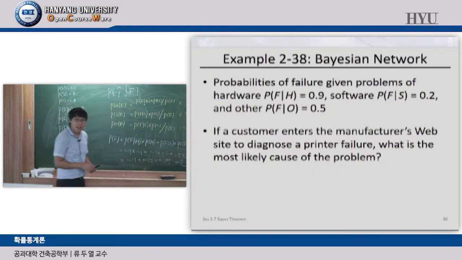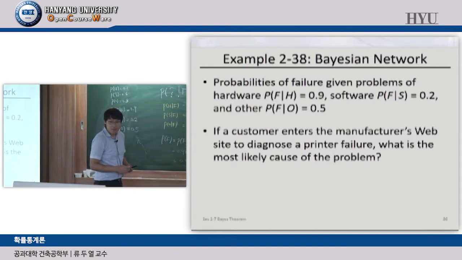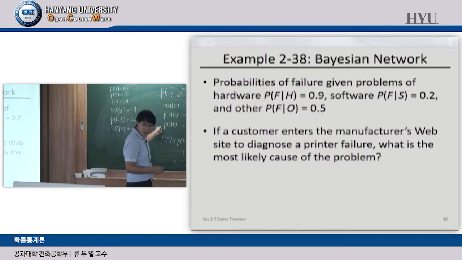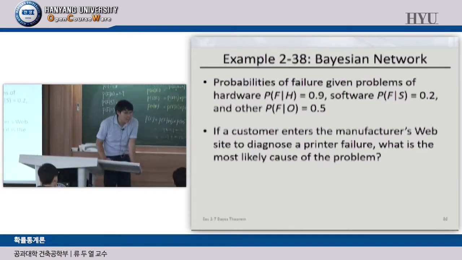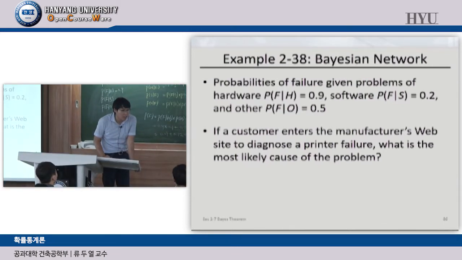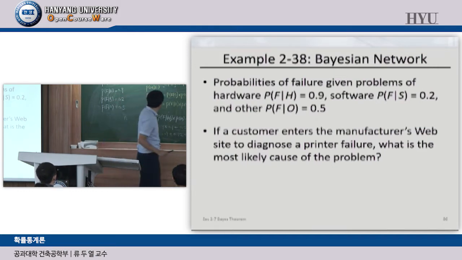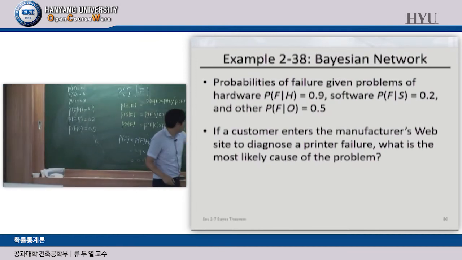So, from this calculation, we can determine that the other category is the most likely cause of the problem when we see the failure, okay? 아시겠죠? Because the probability of the other category is the highest one.